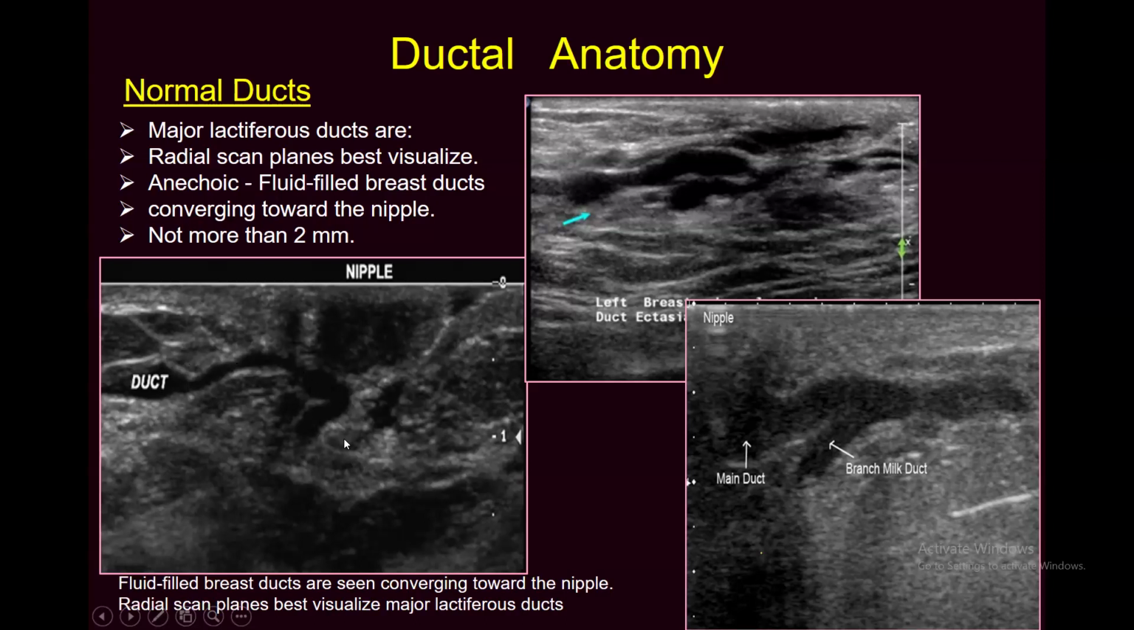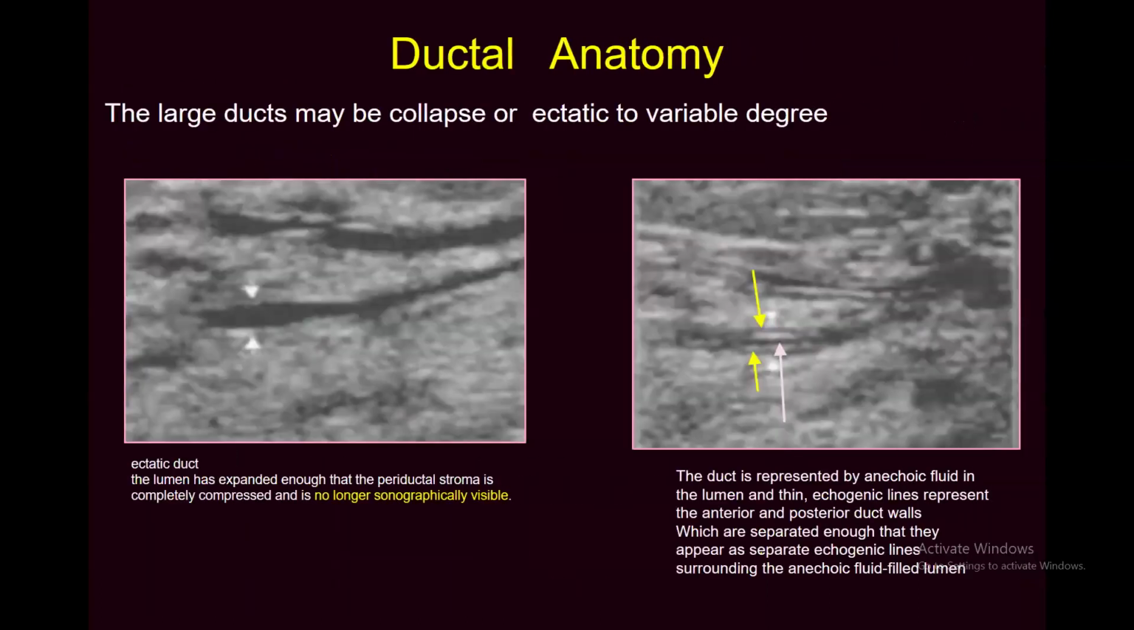So this is a normal duct, but these are abnormal because though they are anechoic, they are a little bit dilated. This one is dilated. This is the main duct, and this is a branching duct. Not only dilated, but there are internal echoes, appearing hypoechoic rather than anechoic.